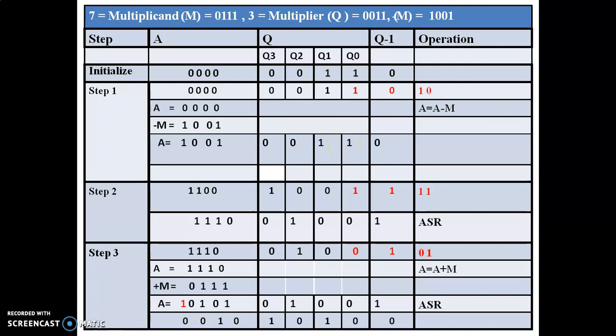Now, after performing A is equal to A minus M, we have to perform an arithmetic shift right. To perform the arithmetic shift right, I have told you we shift the bits to the right-hand side. We have to shift the value of A, the value of Q, and the value of Q minus 1. Starting from the right, the rightmost is Q minus 1. So this 0 will move outside. This 1 will come over here. This 1 will move this side. This 0 will come this side. This 0 has come here. From the accumulator, this 1 has shifted to this part.